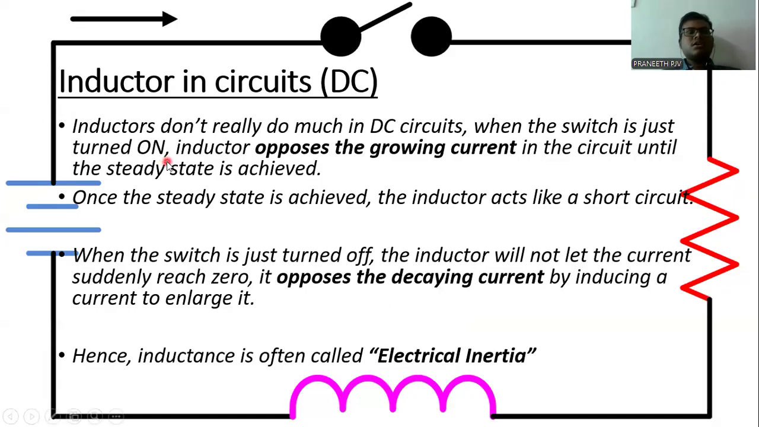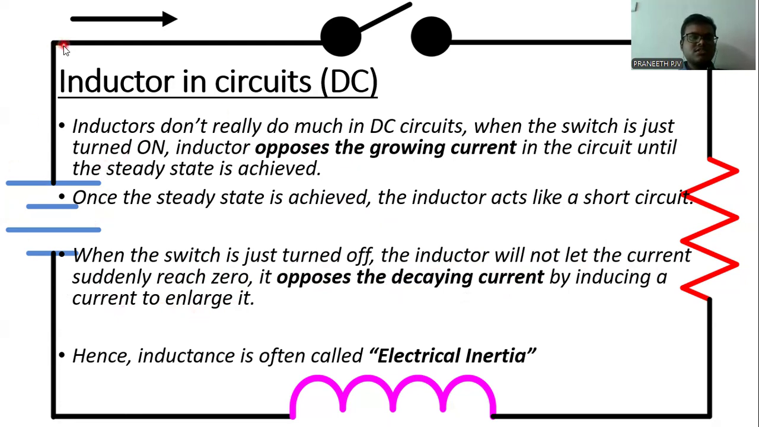Now if we start connecting inductors in DC circuits, there's nothing much that we can observe. Once the current reaches the steady state, the inductor is basically a short circuit. When the switch is just turned on, the inductor opposes the growing current in the circuit until the steady state is achieved. Once the steady state is achieved, the inductor acts like a short circuit. When the switch is just turned off, the inductor will not let the current suddenly reach zero. It opposes the decaying current by inducing a current to enlarge it.